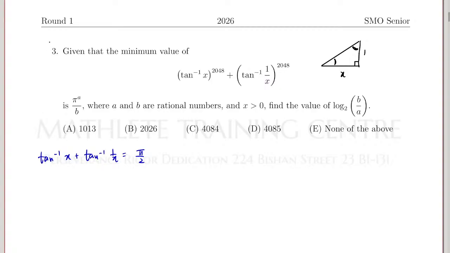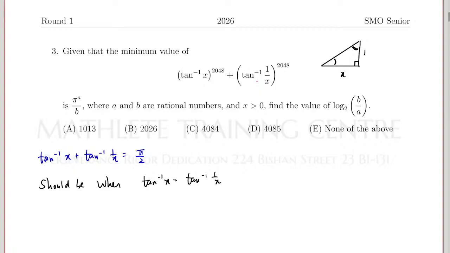It should be when the two of them are equal. Because if the two of them are not equal, then let's say one of them is bigger than the other, then the effect compounded to the power of 2048 will be much more, right, than the effect of just having their sum. Okay? This can also be called the power mean inequality.